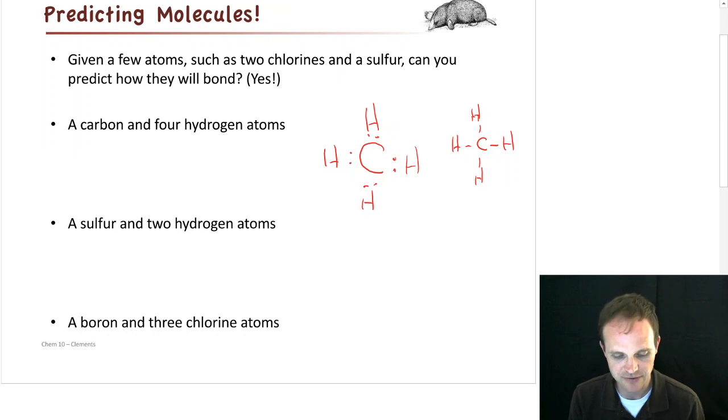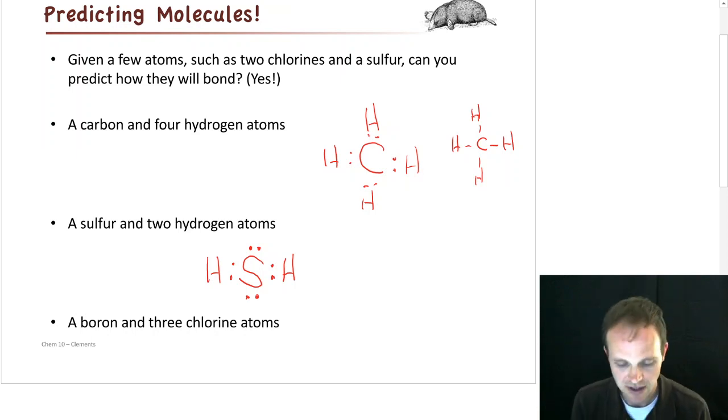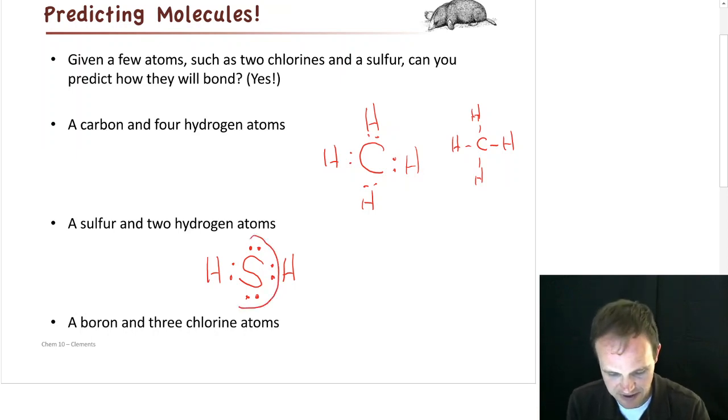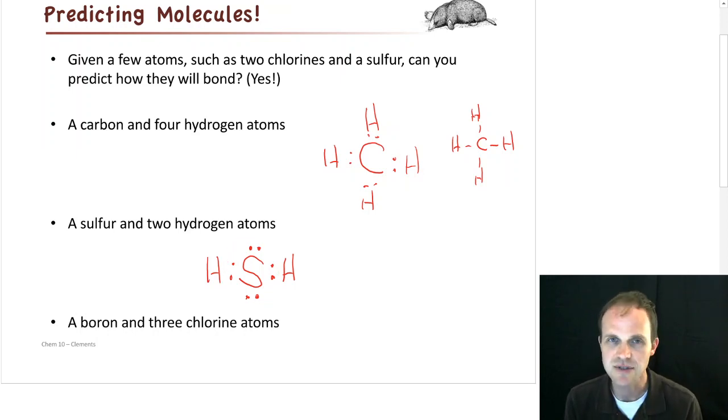Well, if we had a sulfur and 2 hydrogen atoms, okay, what would that look like? Well, sulfur, he's got how many valence electrons? 6. 1, 2, 3, 4, 5, 6. Hydrogen has 1. And so we might guess that those hydrogens are going to share one of their electrons with sulfur. And now sulfur, if he looks around him, sees 8 electrons. And we're pretty happy.